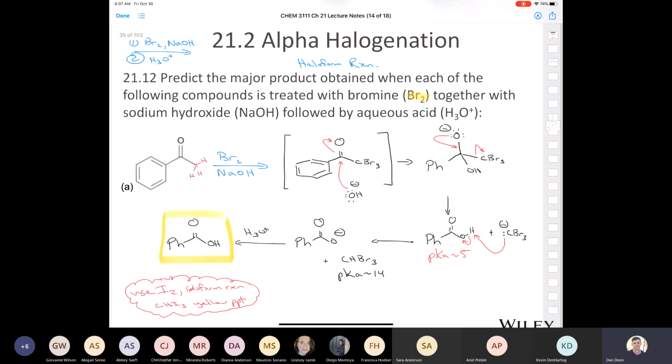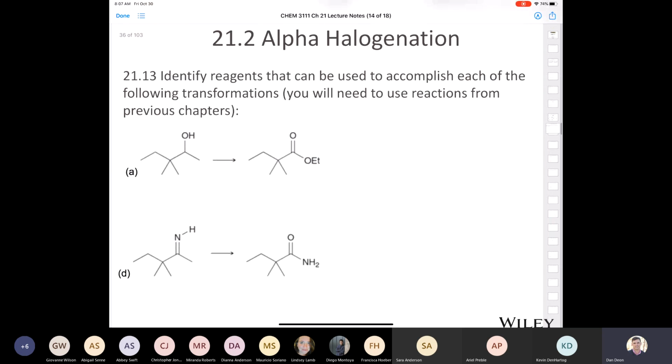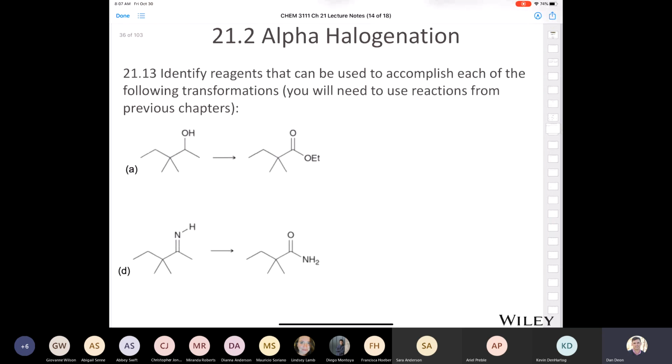All right, in the interest of time, let's just look at the first problem of 21.13. The first problem, question A, deals with the iodoform reaction. If you've taken a look at it already, which I hope you have, it says: identify the reagents that could be used to accomplish each of the following transformations.